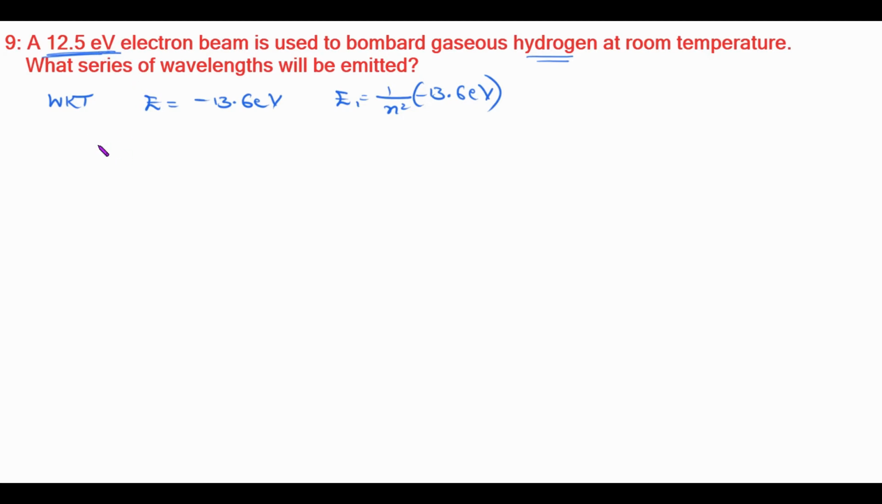So total energy will be equal to minus 13.6 eV plus 12.5 eV. Upon subtraction, this gives minus 1.1 eV. Here, multiple types of answers you can get. They are asking which series of wavelength will be emitted, whether it is Lyman, Balmer, Pfund, Brackett or Paschen.